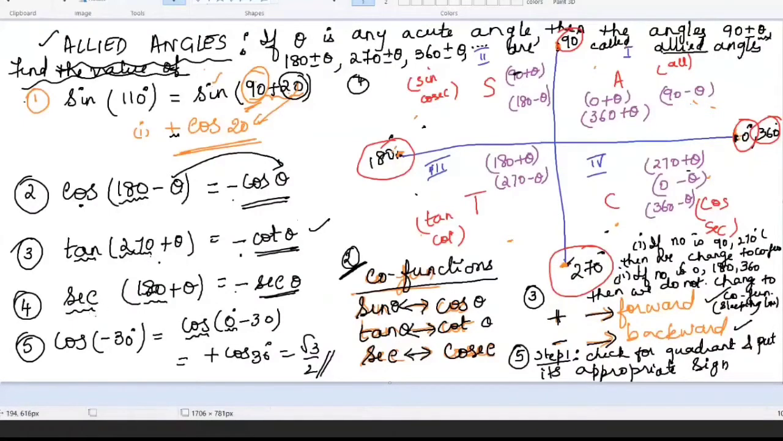Fourth question, secant of 180 plus theta. 180 plus, moving to the third quadrant. In the third quadrant secant is negative, so write the sign minus. 180 lies on the sleeping line, no change to cofunction, therefore as it is, minus secant theta. Fifth question, cos of minus 30. That is equal to cos of 0 minus 30. And 0 minus means fourth quadrant, cos is positive. So plus cos 30, which is equal to root 3 by 2.